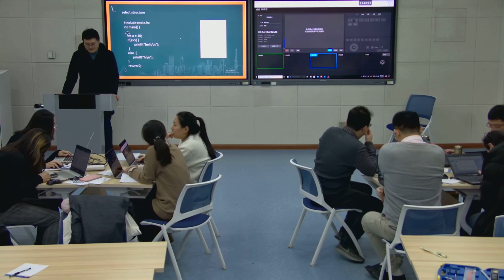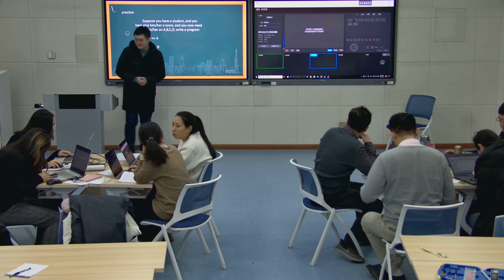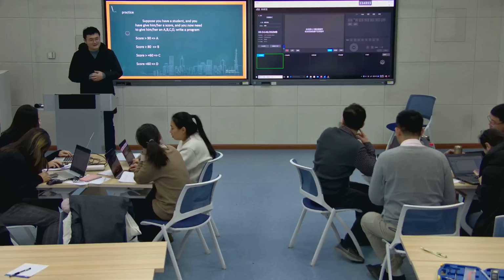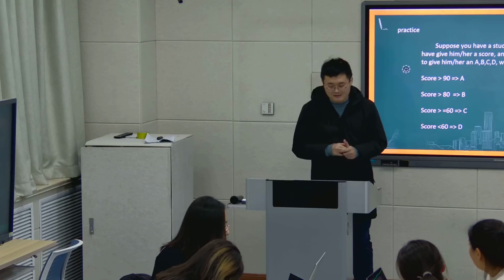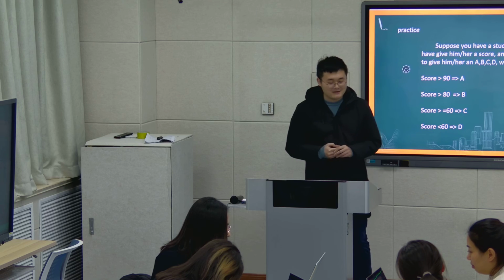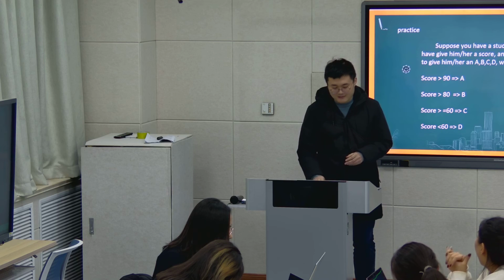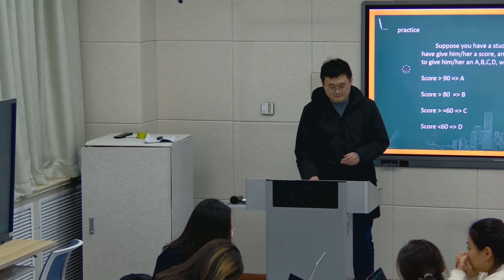So let's do the last practice. So you are a teacher, right? Suppose you have a student and you have given him or her a score, and finally you must give him or her an A, B, C, or D level. Write a program. So that means if the score is bigger than 90, output A. If the score is bigger than 80 and smaller than 90, print B.